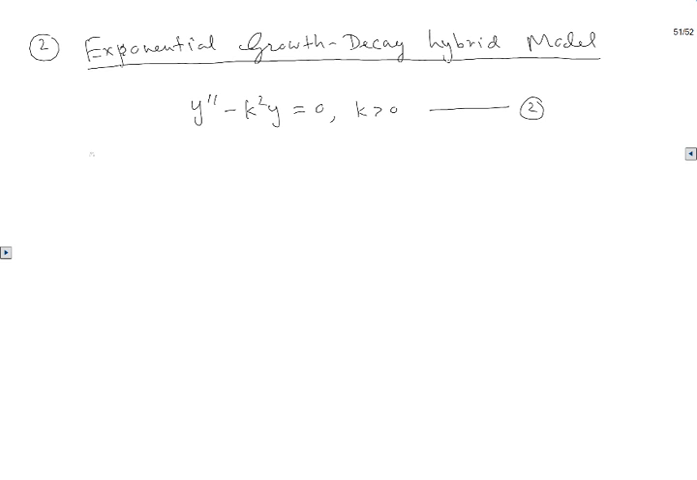And then again, as before, normally what we do is we look at the characteristic equation. So the characteristic equation is lambda squared minus k squared equals 0. This is very easy to solve. So lambda equals simply plus or minus k. That means this is the distinct real root situation. So since this is the distinct real root situation, we know that the corresponding solution you can write as y(x) equals a constant times e to the kx plus a constant times e to the negative kx.